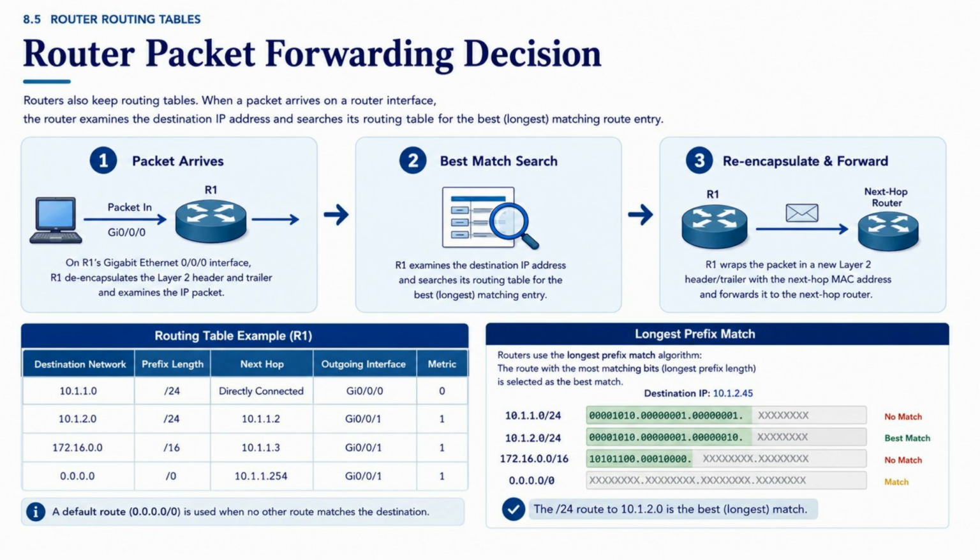Routers keep routing tables too. When a packet arrives on a router interface, walk the 3-step process shown on screen. The packet arrives and gets de-encapsulated. Layer 2 header and trailer stripped. The router searches its table for the best, longest matching entry, then re-encapsulates with a new Layer 2 header and trailer and forwards to the next hop.